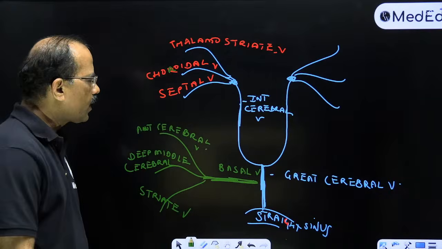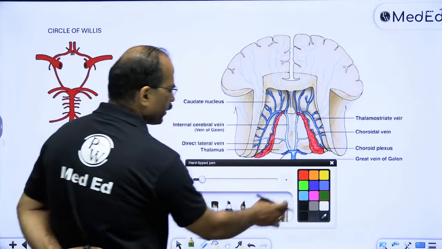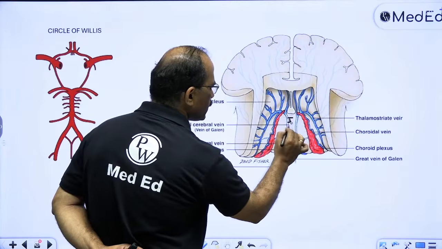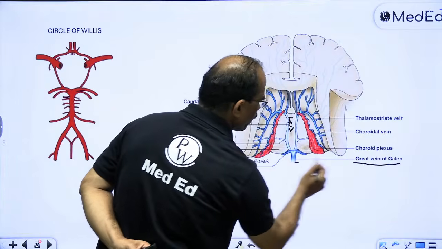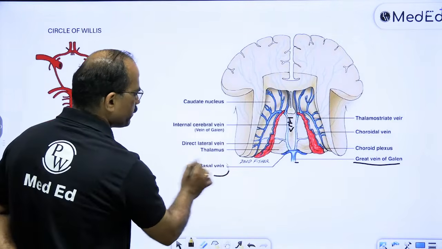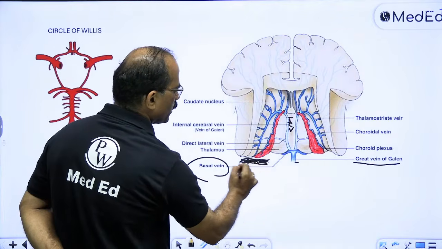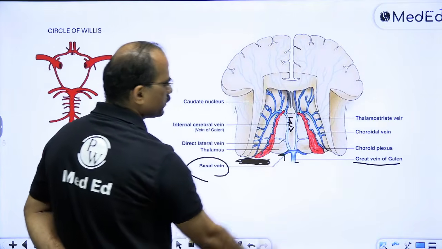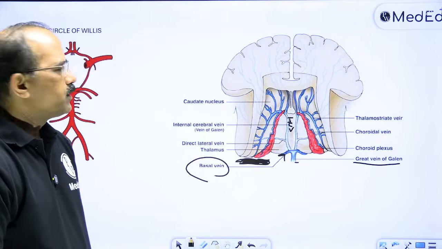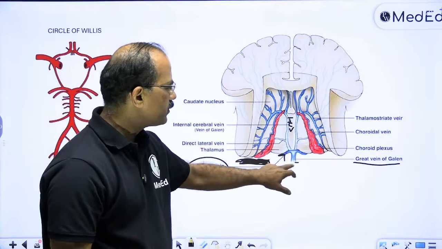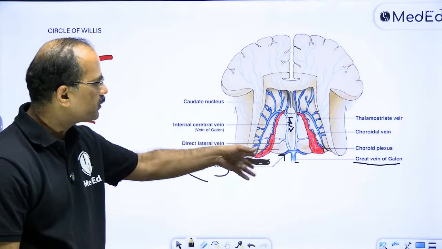Look at this slide. So, what is this vein? Now you answer. What is this? That's an internal cerebral vein. Internal cerebral veins join to form, this is the great cerebral vein of Galen. And what is this? That's a basal vein, right? So what drains here is the basal vein. So two internal cerebral veins join to form the great cerebral vein. What drains into this is the basal vein. This basal vein is formed by joining of three veins.